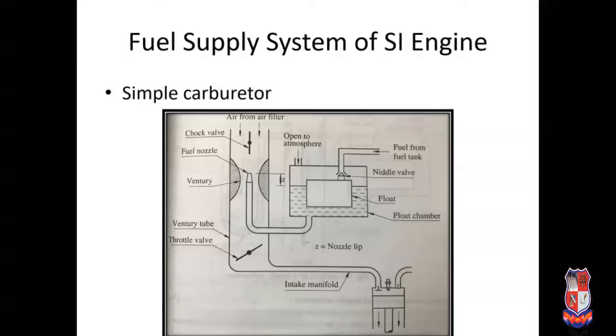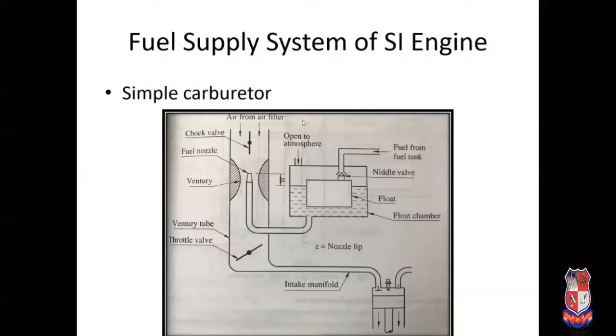Now, how does the simple carburetor work? During the suction stroke, the first stroke, the piston moves from TDC to BDC. When the piston moves from TDC to BDC, a vacuum is created inside the combustion chamber. This vacuum is also present in the intake manifold and venturi. So here the pressure is below atmospheric pressure, that means vacuum pressure, and outside the venturi tube there is atmospheric pressure. So a pressure difference is created.